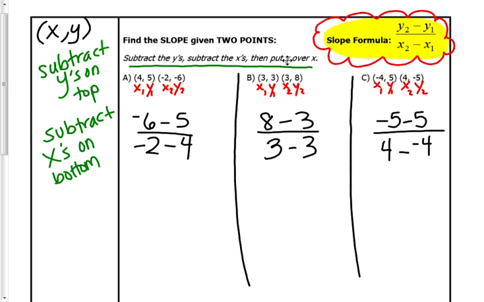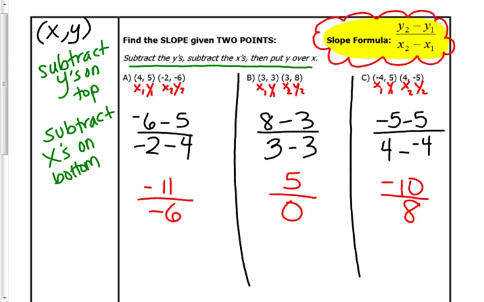All right, next step. When you have this, after you set it up, you're going to want to subtract, right? -6 minus 5 is actually -11 in the top, and then in my denominator on the bottom here, -2 minus 4 is -6. Okay? For B, 8 minus 3 is -5. I'm sorry, that's +5. What am I thinking? And 3 minus 3 is 0. Letter C, -5 minus 5 is actually -10 in the numerator. And then 4 minus -4 is actually a +8.